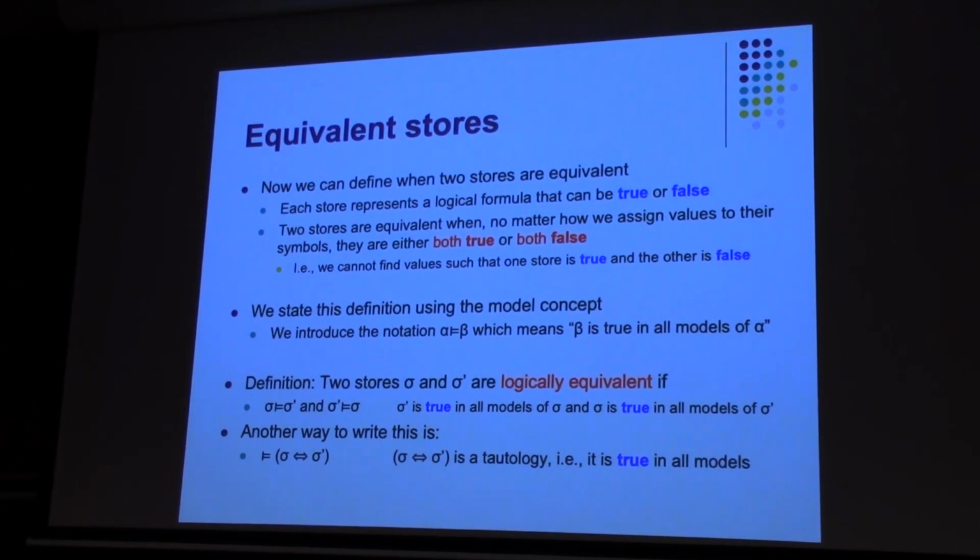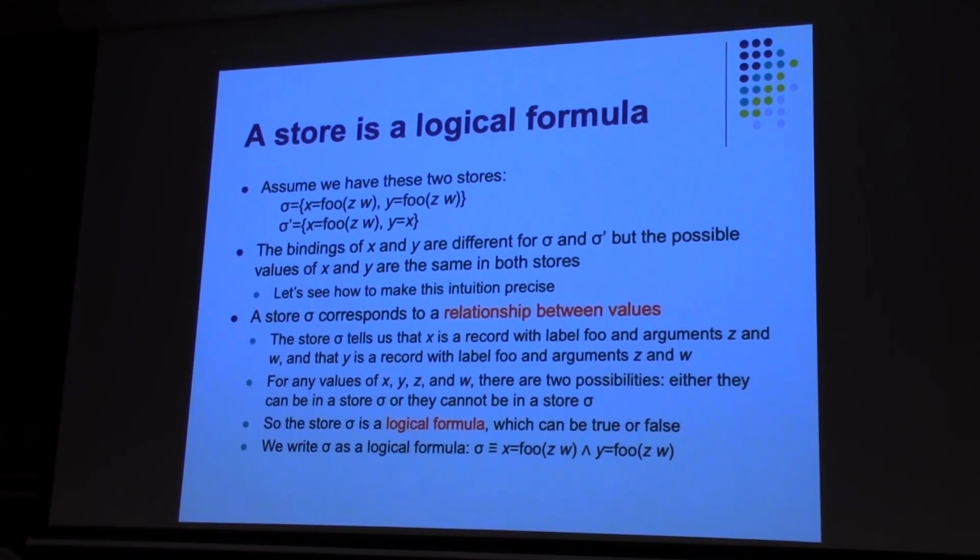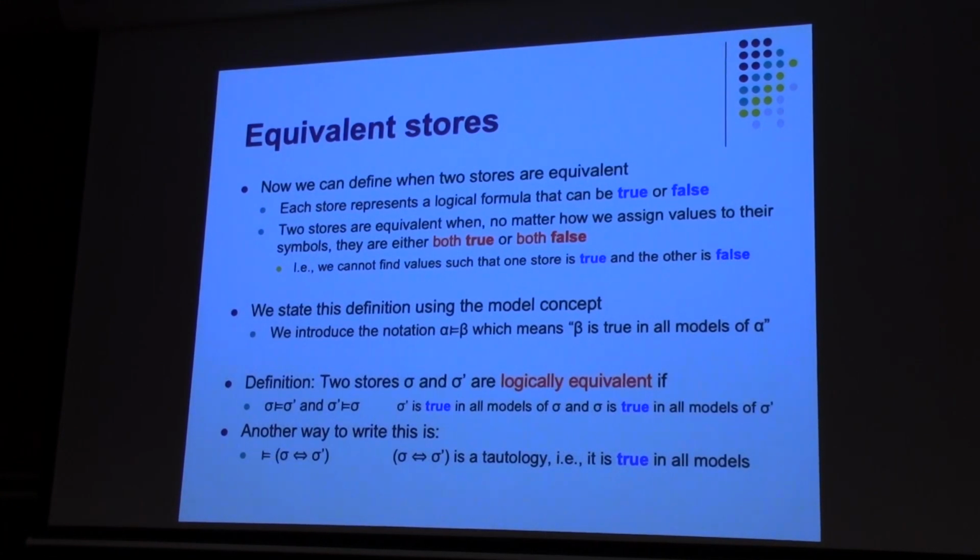Okay? And if you look at the previous example, the one on the top here, you can see that's right. If I pick any values for x, y, z, w, sigma will be true or false, depending on whether I've picked a record for x, and so on. But sigma and sigma prime will both be true at the same time, with the same values, or they're both false. I cannot make them look different. They're actually representing the same information, in a sense. And I make a notation for that.